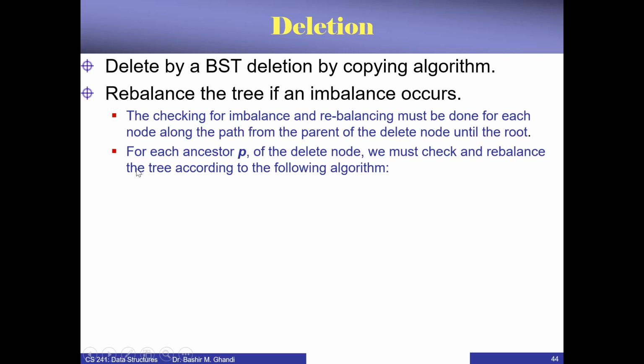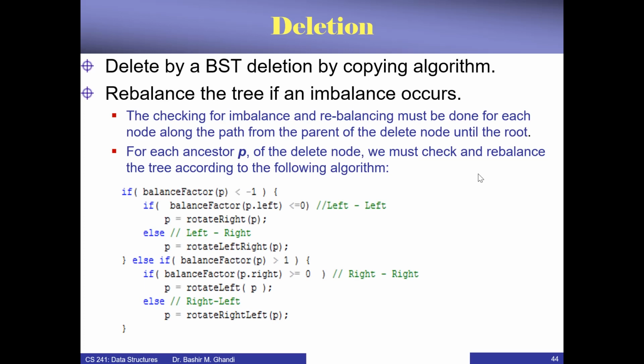The second one is, for each ancestor P of the deleted node, we must check and rebalance the tree according to the following algorithm. This algorithm actually gives you a way to find what type of deletion you should do. Is it left-left, right-right, right-left, and so on. This is the algorithm.